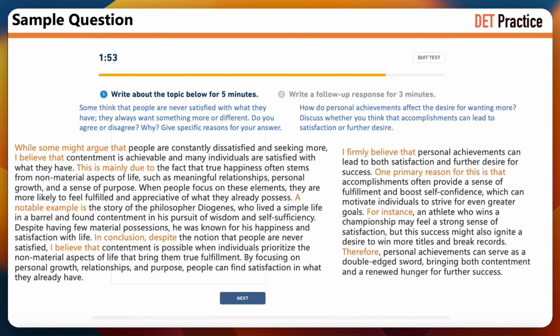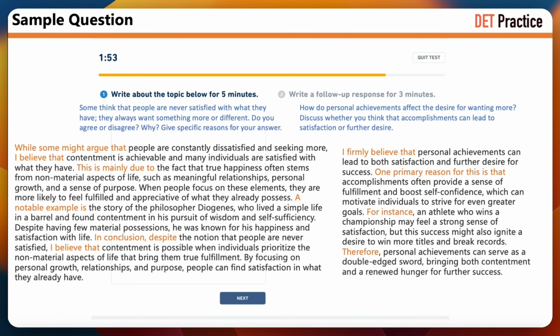The conclusion reinforces the initial stance. Therefore, personal achievements can serve as a double-edged sword, bringing both contentment and a renewed hunger for further success. This closing statement synthesizes the ideas presented and ties back to the original question about satisfaction and the desire for more. This follow-up response complements the initial answer by exploring how personal achievements interact with contentment and ambition. It maintains a cohesive discussion while showcasing a different structural approach, demonstrating versatility in addressing related aspects of the topic.